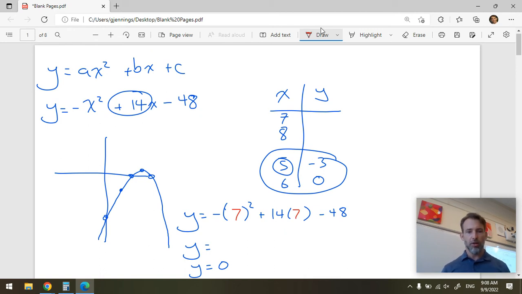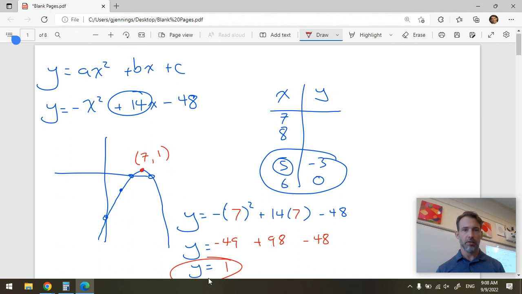So negative 7 squared is negative 49 plus 14 times 7. 14 times 7 is the same thing as 2 times 7 times 7. So that's plus 98 minus 48. So minus 49 minus 48 is going to be minus 97. And that's 1 less than that. So that would give me y is equal to 1. There's the vertex. It's going to be the point where it rises and it's going to start coming down again. So this is the point, x is 7, y is 1. That's this vertex here.